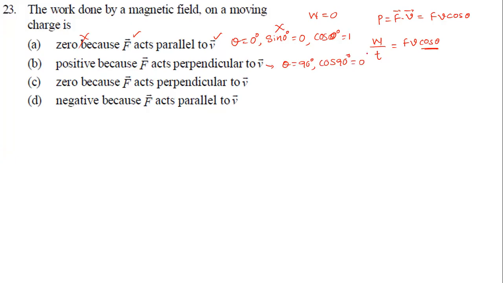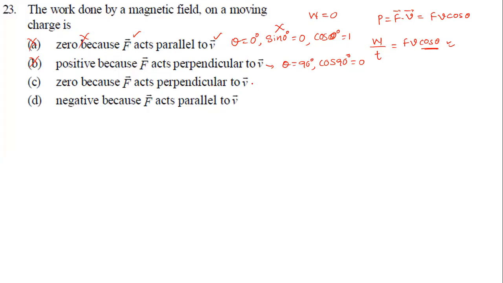Cos 90 degrees is 0, right? Cos 90 degrees is 0. So work done becomes what now? 0 from this equation. So this is also a wrong answer. First and second are removed.